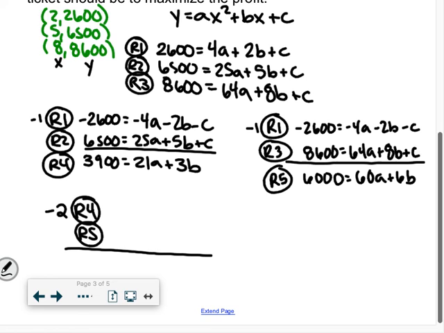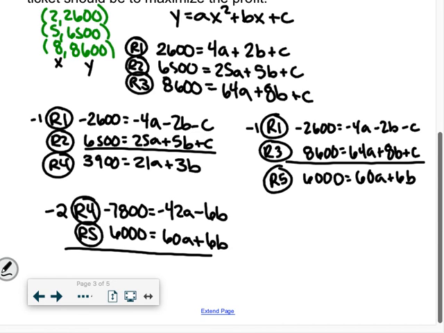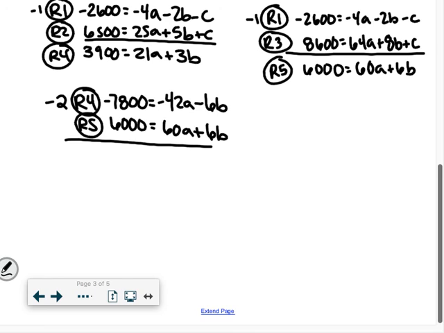So what is that? -7,800? Equals -42A minus 6B. And 6,000 equals 60A plus 6B. So add down here, we're going to get -1,800 equals 18A. If you still have a B left over, you didn't multiply by the right thing. That's no good. And A equals -100.